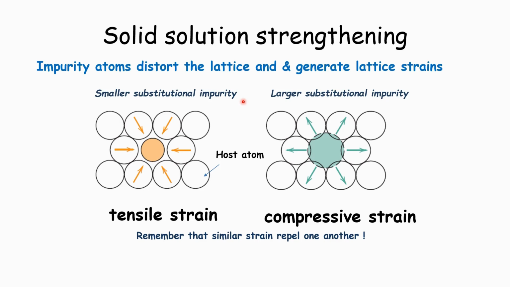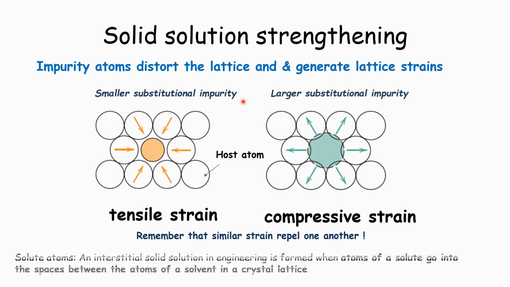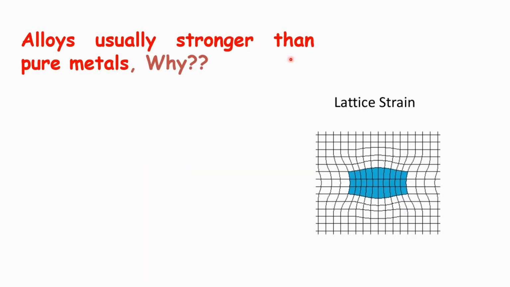And also in terms of size differences, when we have a greater size difference between a solute and a solvent atom, it will result in more strain. The higher strain will lead to more effective hardening from the solute atom. And interstitial or substitutional impurities will cause lattice strain and interact with the dislocation strain field, and as a result, it will hinder dislocation motion.